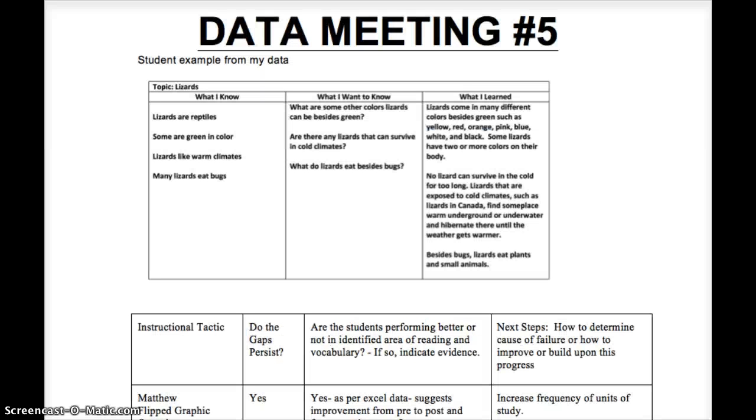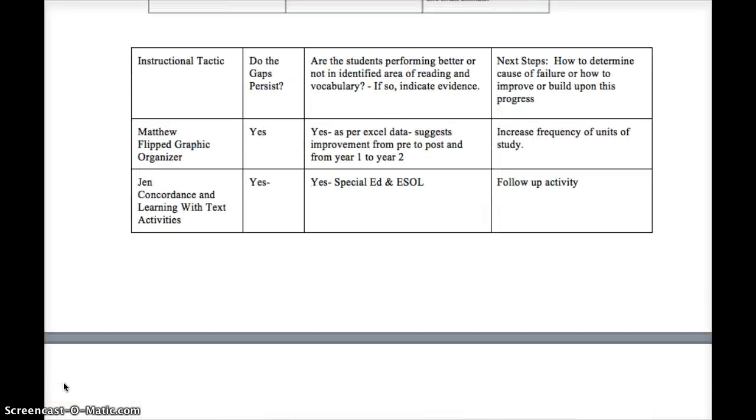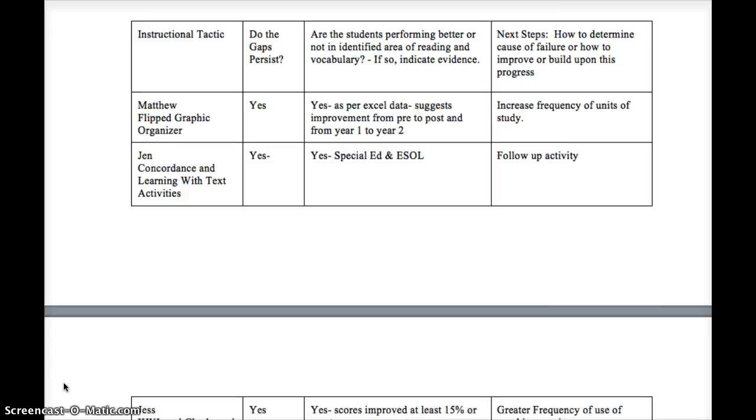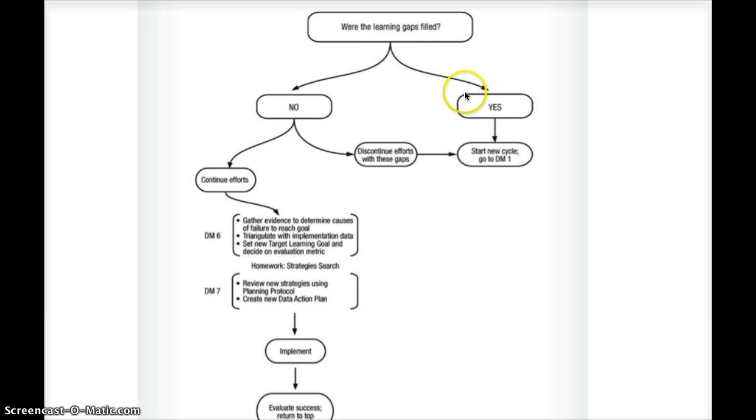Data meeting number 5 is the final part of the action model plan. The meeting starts with the team deciding whether they have met their goal or not. Two questions that Venables gives ask if the learning gap is still there or if the students are performing any better. If the answer to those questions were yes, then you can start your data model all over again with a new topic. If your answer to those questions were no, you could stop with that goal and come up with a whole new one, or you can continue your efforts using the same exploratory question and goals.